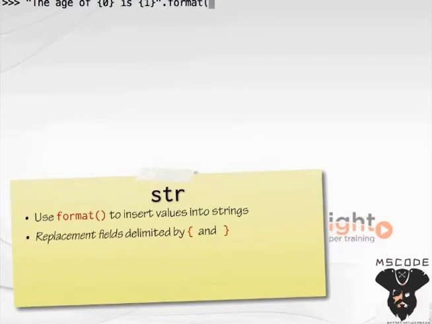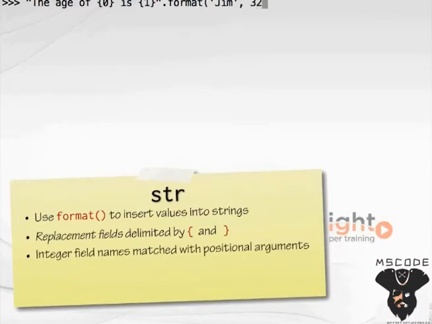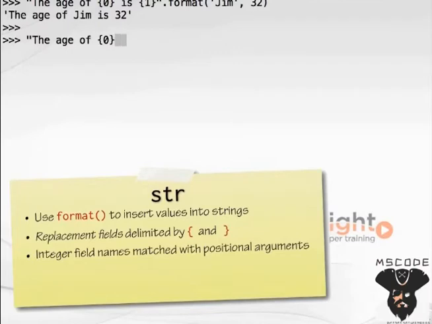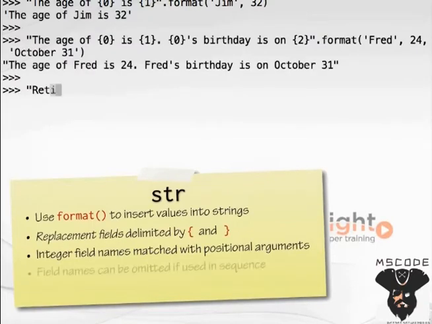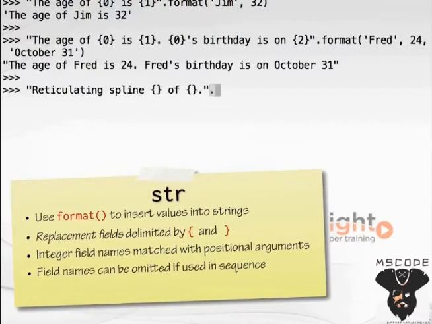The field names, in this case 0 and 1, are matched up with the positional arguments to format, and each argument is converted to a string. A field name may be used more than once, such as in this example. However, if the field names are used exactly once and in the same order as the arguments, they can be omitted.